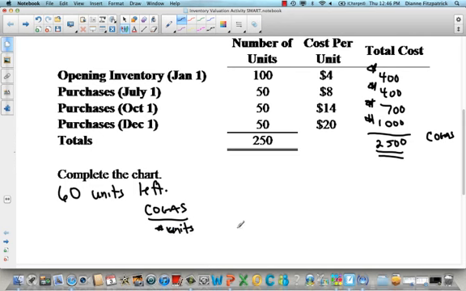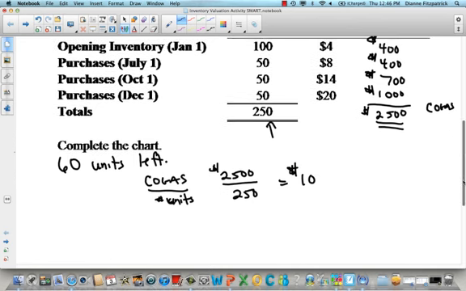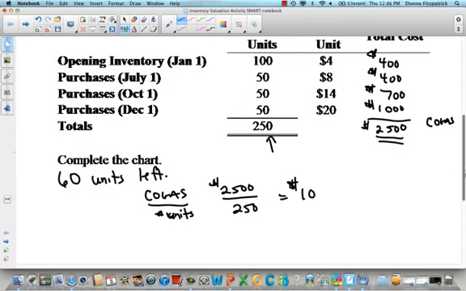Sorry, that U doesn't look very good. And so in this case, our cost of goods available for sale was $2,500, and the number of units we have right here is 250. So our average cost per unit is $10. This is much simpler than the FIFO method because it doesn't matter which ones we have to grab.